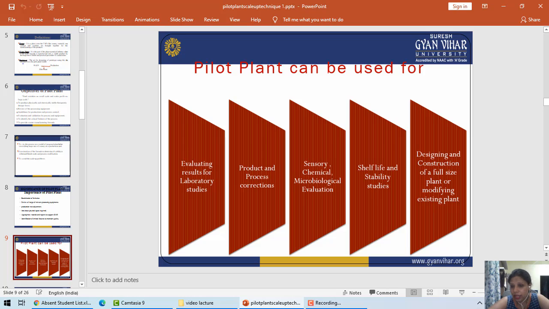Last is designing, correction and construction of a full size plant or modifying existing plants. You have to design and construct a full size plant according to your product, and you can also modify an existing plant. If there is a certain plant, you can modify it according to your formulation. So these are the 5 pilot plant uses.